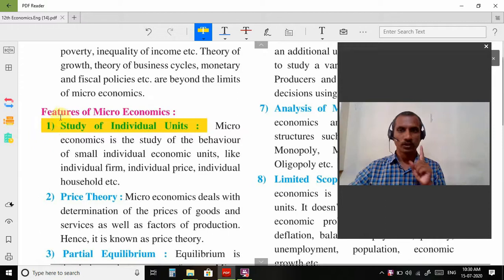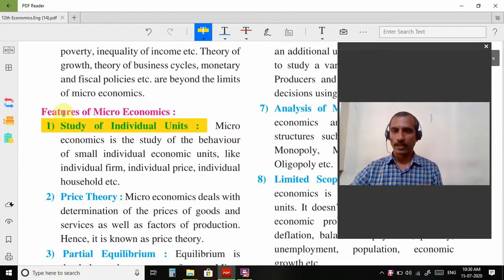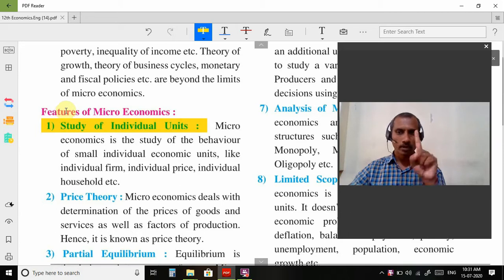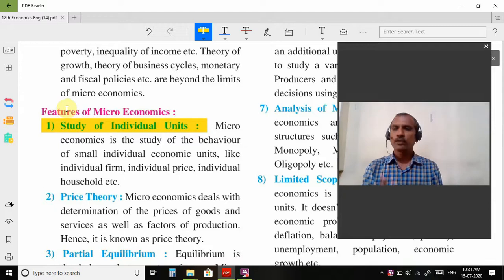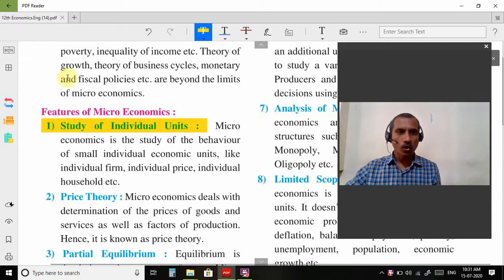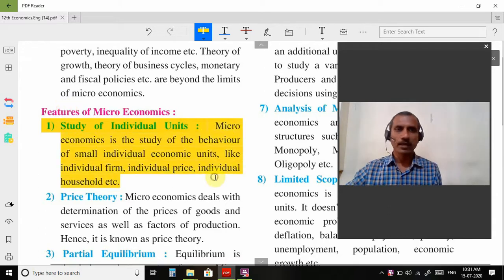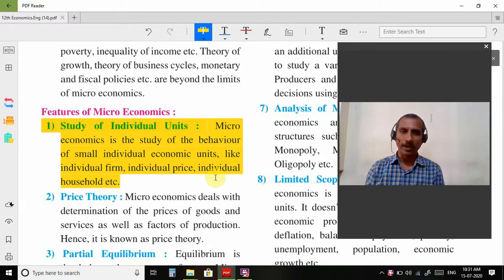Study of individual units. When we are going to study a particular individual unit, that is called microeconomics. Microeconomics में हम पर्टिकुलर वन यूनिट के बारे में पढ़ेंगे. फॉर एग्जांपल पर्टिकुलर कंज्यूमर के बारे में, पर्टिकुलर कमोडिटी के बारे में, पर्टिकुलर सेलर के बारे में पढ़ेंगे. यानी स्टडी एरिया इज ओनली वन यूनिट. So micro means small. When we study an individual unit, individual price, individual household, that is called microeconomics. अगर यूनिट एक है तो उसका मतलब ये है कि this is related to microeconomics.